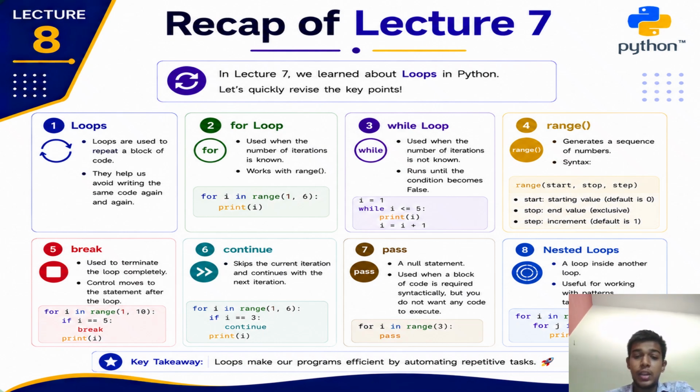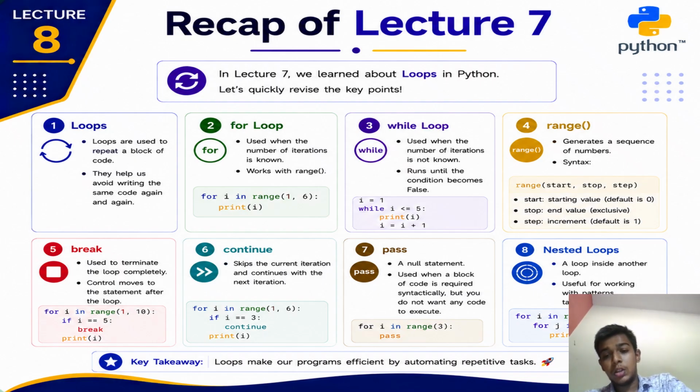Then we studied the break statement. The break statement immediately terminates the loop when a specific condition is met and transfers control to the statement after the loop. Next came the continue statement. Instead of stopping the loop, continue simply skips the current iteration and moves to the next one.